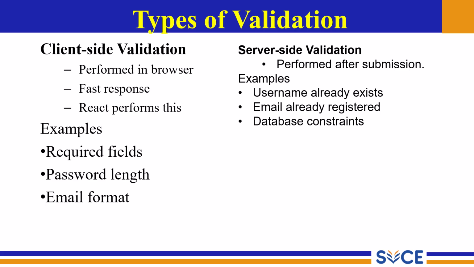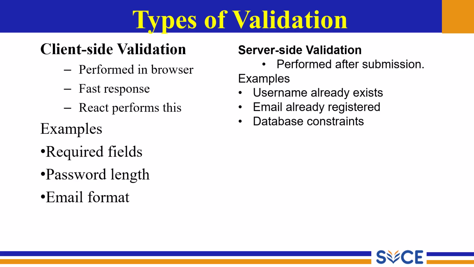Types of validation. Now let's discuss the two major types of validation. Client-side validation, server-side validation. Client-side validation happens inside the user's browser before the data is sent to the server. React performs this type of validation because everything happens locally. The response is extremely fast.